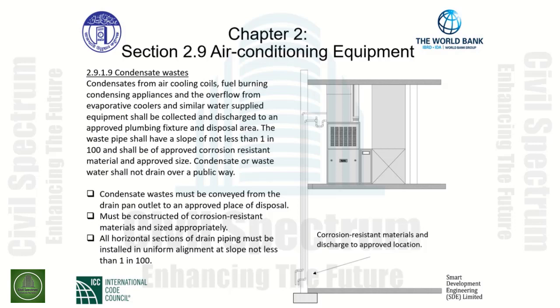The figure on the right side of the slide indicates piping that is installed as a condensate waste system from the appliances indicated on the upper level. The piping is run from the drain pan outlets of the equipment and the appliances down the wall and discharges to an approved location being installed with corrosion-resistant materials.